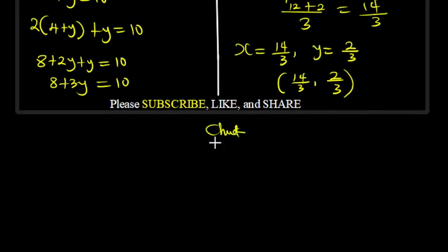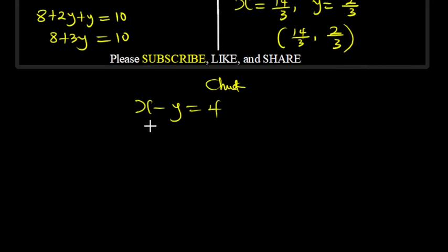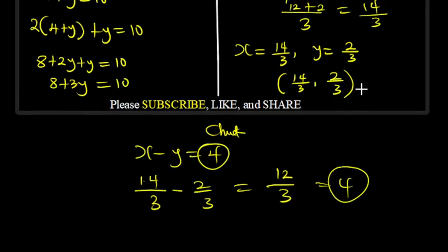So check, we have that x minus y is equal to 4. We know that x is 14 over 3, so we have 14 divided by 3 minus 2 over 3. The common denominator here is 3. Then 14 minus 2 is 12, and 12 divided by 3 is the same thing as 4. So this shows that the solution to the equations we got is correct.